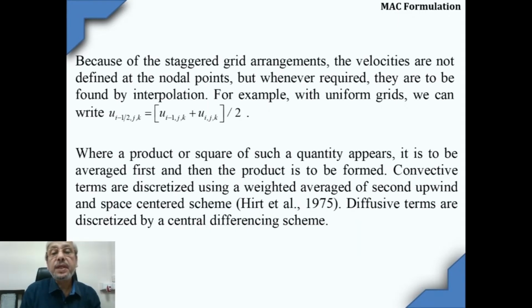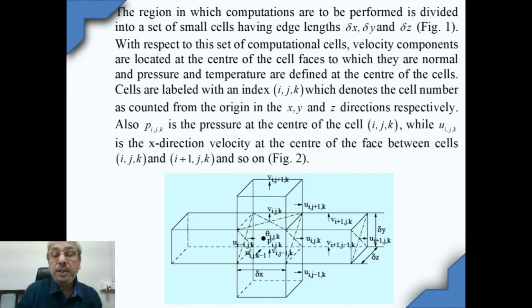Because of the staggered grid arrangement, the velocities are not defined at the nodal points, but whenever required, they are to be found by interpolation. So velocity and pressure are located at specific locations, but if somewhere it is needed but not defined, then those are to be interpolated. Like, for example, here at the center of the cell face Vijk is defined. Here also at the center of this face Vi plus 1 Jk has been defined.